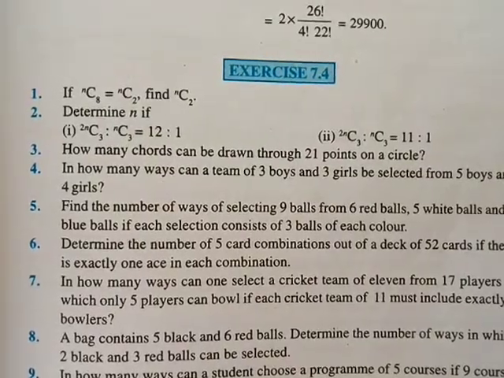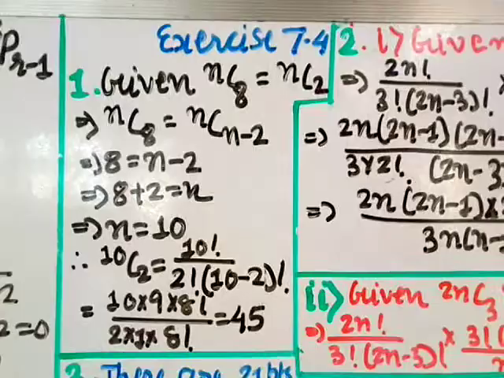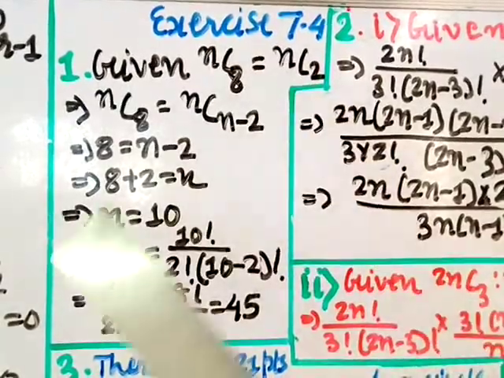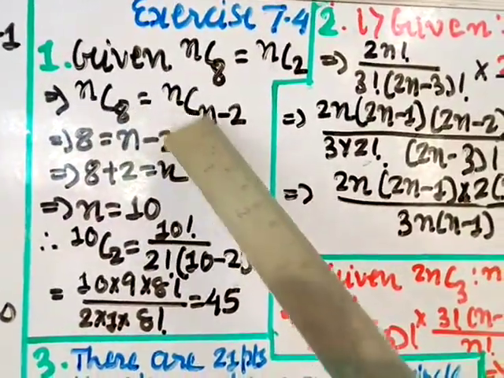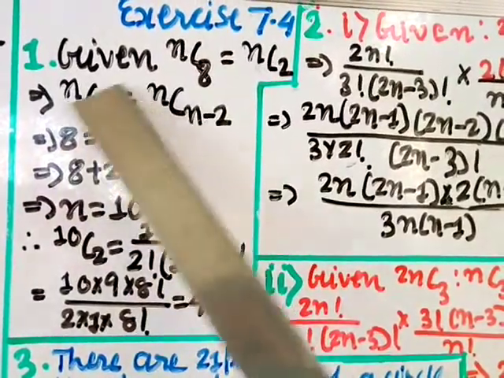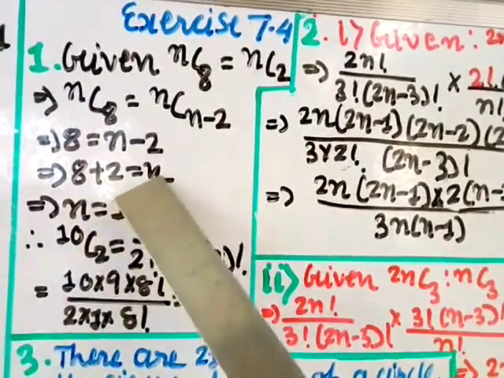Question number 1. If nC8 equal to nC2, find nC2. We are given nC8 equal to nC2. This can be written as nC8 equal to nC(n minus 2). We can compare 8 equal to n minus 2. Minus 2 transfer over here, so 8 plus 2 equal to n. 8 plus 2 is 10, so n value is 10.